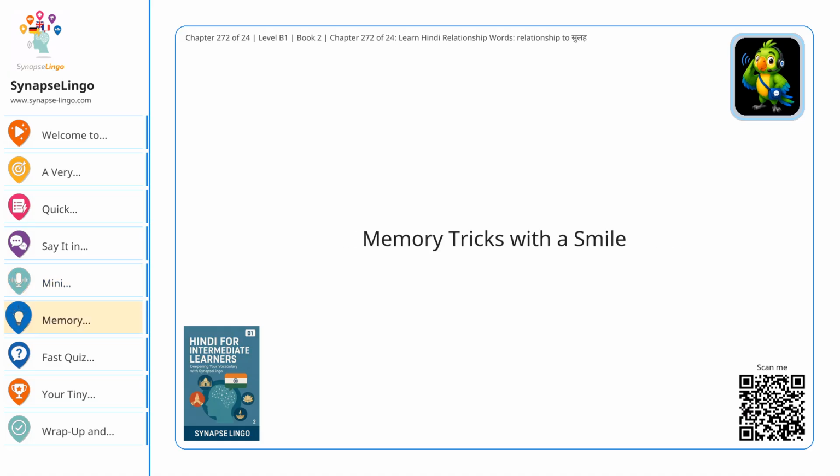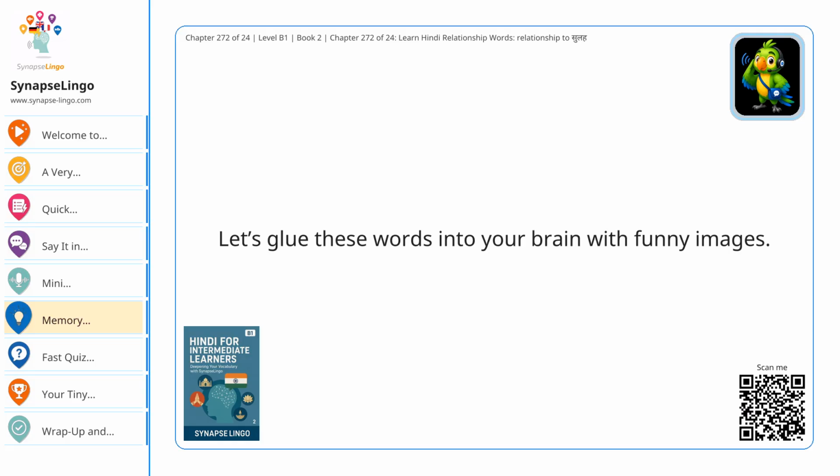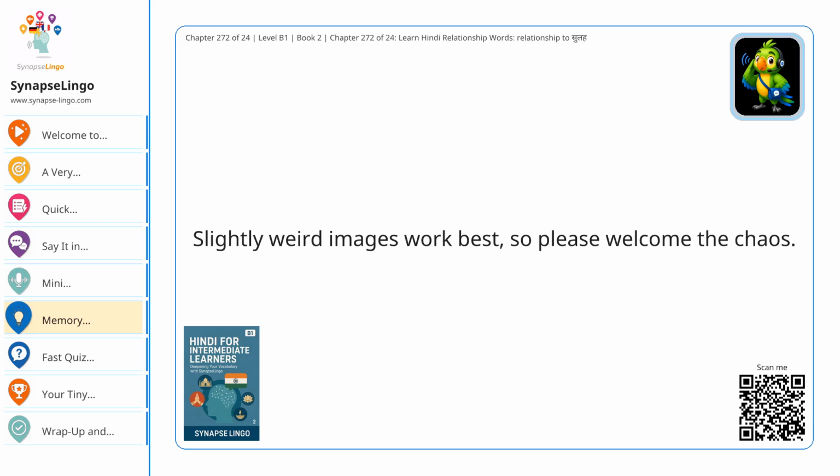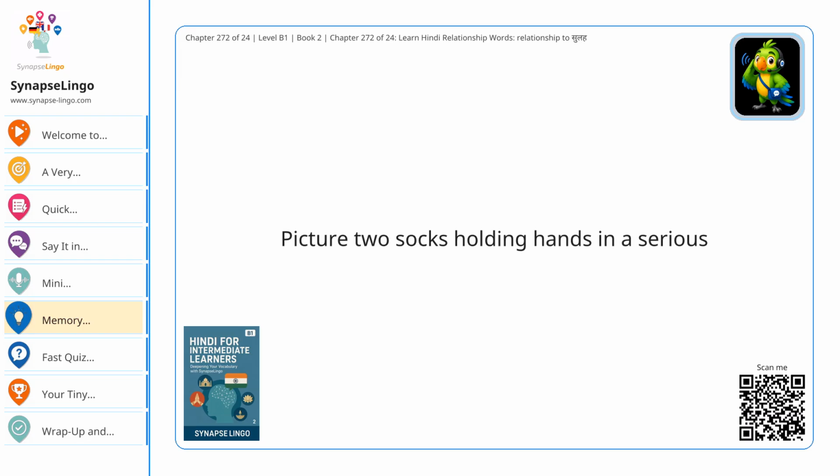Memory tricks with a smile. Let's glue these words into your brain with funny images. Slightly weird images work best, so please welcome the chaos. Picture 2 socks holding hands in a serious संबंध. Imagine 2 magnets becoming best friends and calling it मित्रता. See 2 goats opening a bakery in साझेदारी.